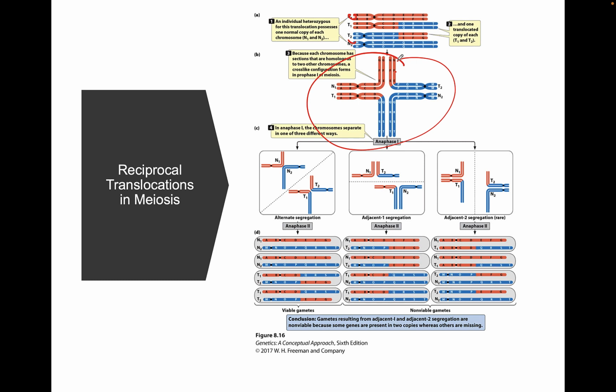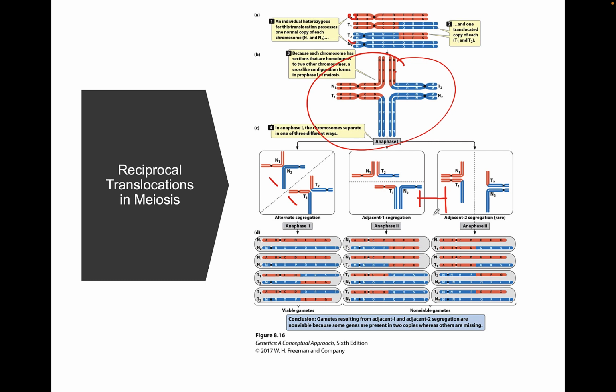As a result, in anaphase 1, the chromosomes are going to separate in 3 different ways. You can have what we call alternate segregation, where you have N's together, T's together. You can have adjacent 1, where they are adjacent to each other. Or you can have adjacent 2, which is a more rare form of translocation. But in this case, the N1 and N2 move toward one pole, and the T1 and T2 move towards the opposite pole. Either way, in both of these 2 examples, the adjacent 1 and adjacent 2, the centromeres segregate to opposite poles.